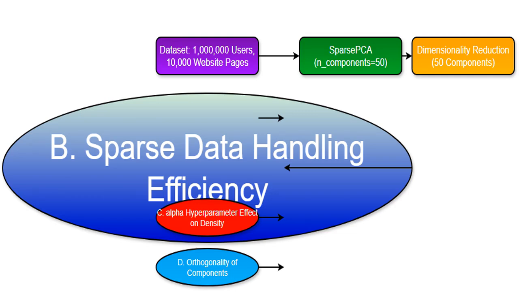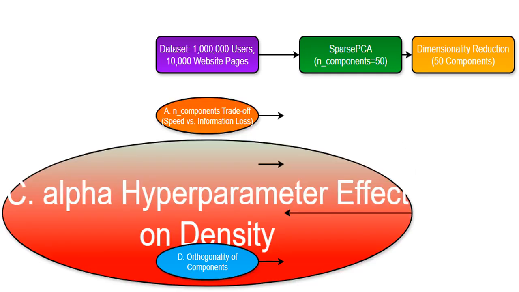SparsePCA is specially designed for datasets with lots of zeros, like mine. It's much more efficient than other methods for such data. It's like having a special tool for a special job. The alpha parameter controls how sparse the results are, how many zeros there are. A larger alpha creates sparser results, more zeros. It's like controlling the detail level in a compressed image. Higher alpha equals less detail.